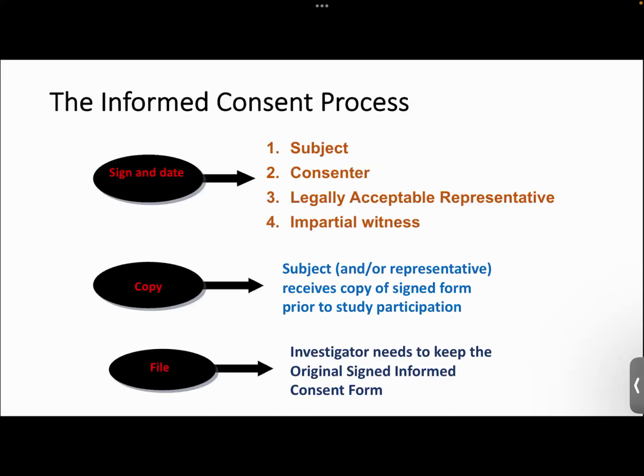So this is a bit of revision. Who should sign the consent: subject, consenter, LAR, impartial witness. Suppose the subject is educated, these two are enough. But if the subject is not an adult, or a minor, then the LAR. If the subject and LAR both are not able to read and write, then only we need an impartial witness. So the third and fourth are conditional. One copy is given to the subject, the other copy goes to the investigator file.